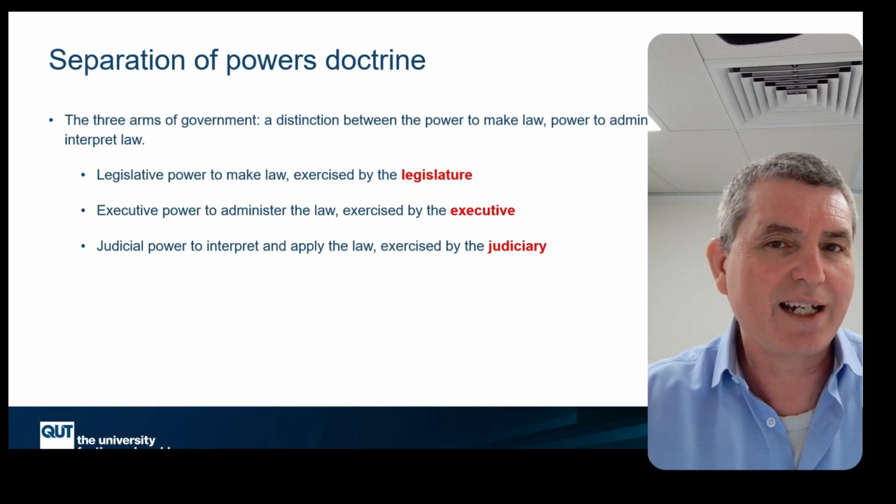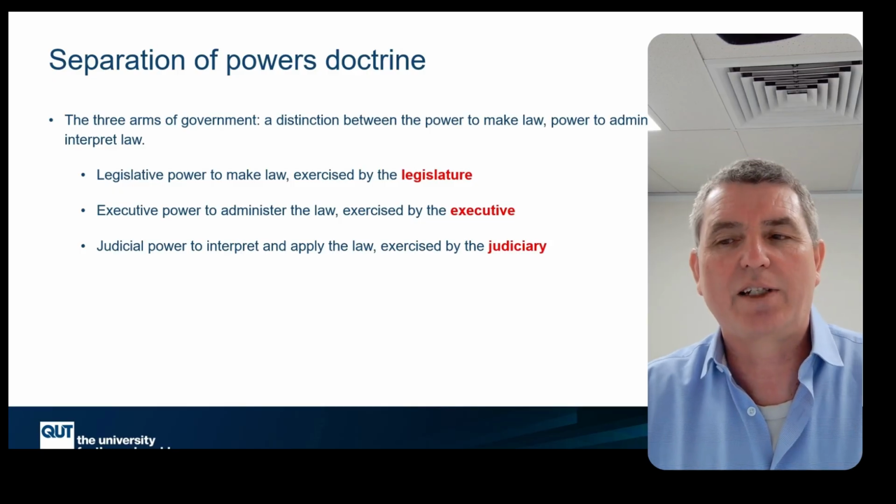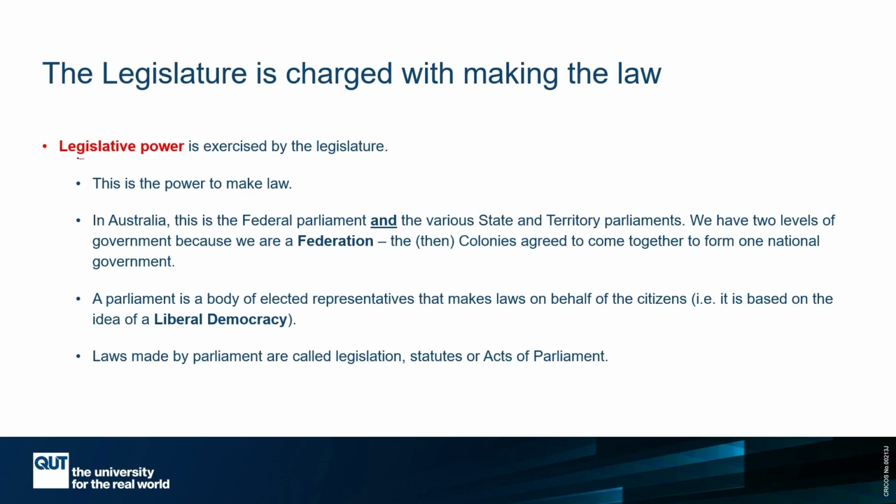So when we talk about the government, often we have to specify which part and which government we are actually talking about. As I was saying, the legislature makes the law. We've got the federal parliament and the various state and territory parliaments. That means we have two levels of government because of federation. The parliament are the elected representatives making the laws for the citizens. That reiterates the principle that we talked about in the earlier video of Australia being a liberal democracy.